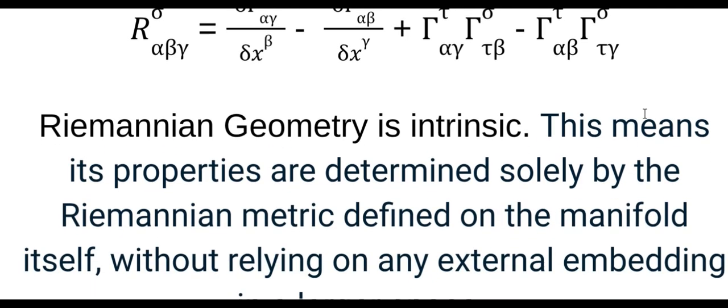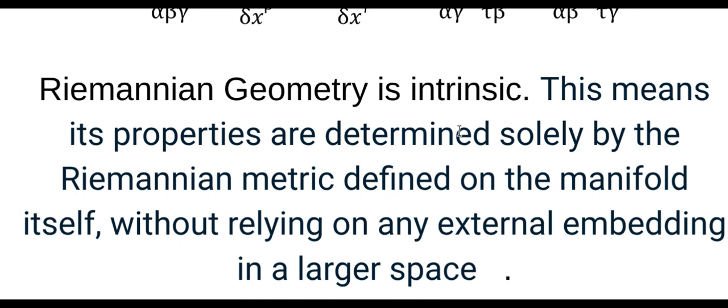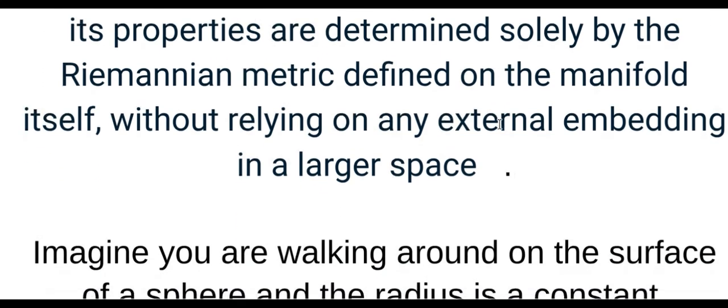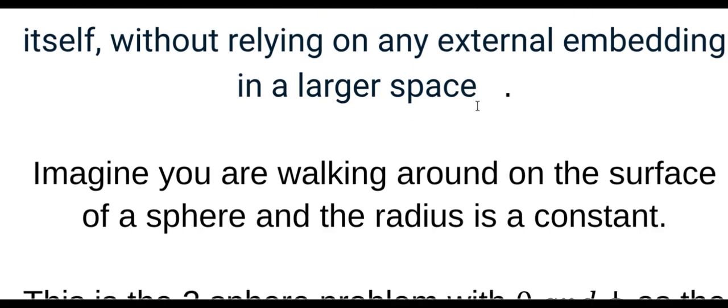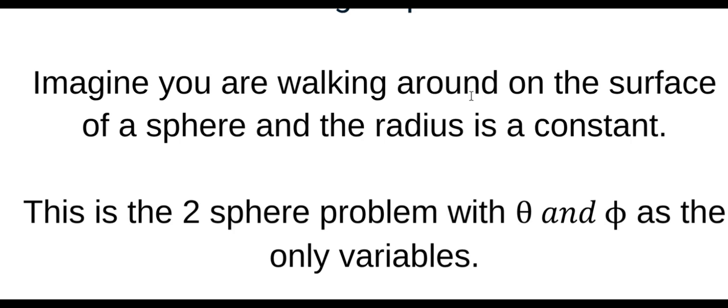In the Riemannian geometry that we're going to do, Riemannian geometry is intrinsic. This means its properties are determined solely by the Riemannian metric, and you know what that means. Defined on the manifold itself without relying on any external embedding in a larger space. So what we're going to do is imagine that you're walking around on the surface of a sphere and the radius is a constant. Now what does that mean? That means we only have 2 variables. The variables in spherical coordinates are r, theta, and phi, and we all know that. But if the radius is a constant, as it is when you're walking around on the surface of the Earth, then it's called the two-sphere problem, and theta and phi are the only variables.